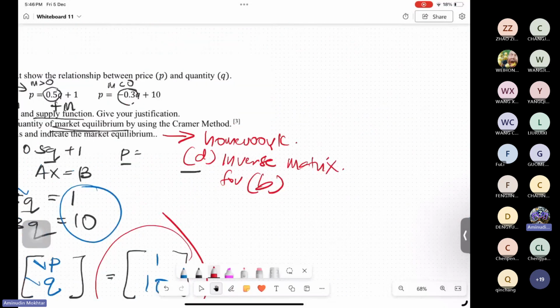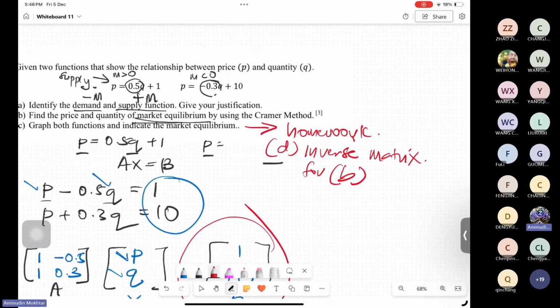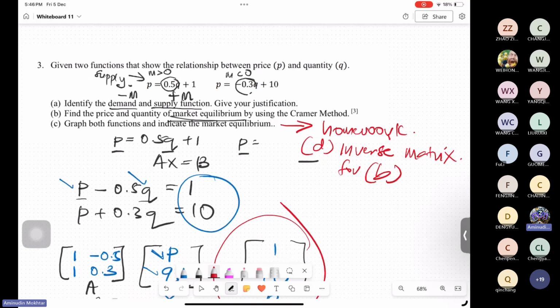For your homework, I hope you can try to answer question B, but apply the inverse matrix method. You must get the same answer for P and Q, but the work is quite different, because for the inverse matrix we need the adjoint, and then we need just the determinant of A. No need to find A1 and A2 for the inverse matrix. Okay, that's for your homework. I hope you can try to answer question B using the inverse matrix.